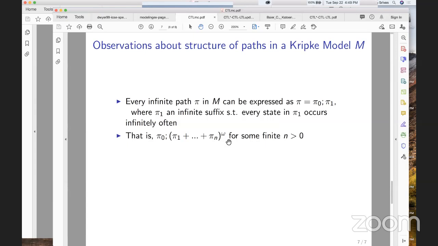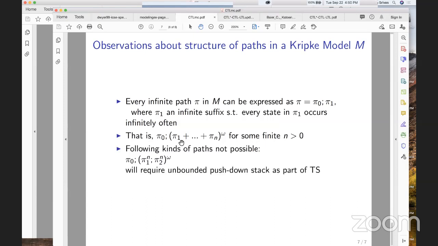This kind of answers the person who asked the question. So every path can actually be expressed in this fashion, and you can see that this one is indeed kind of a lasso. It's one of finitely many different kinds of lassos, but these are all finite patterns that repeat, involving those states which occur infinitely often.